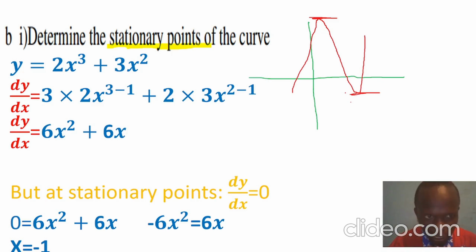Even before we go to the solutions, I just want us to know that at any turning point, the gradient function is equal to 0. Or we can say there is no rate of change at the stationary point. The rate of change is 0. Let us look at the solutions.